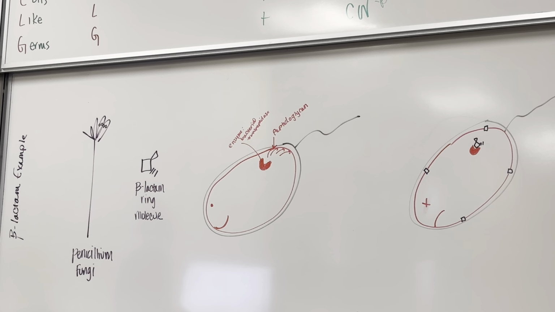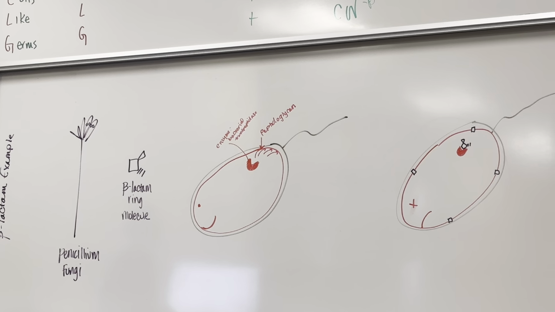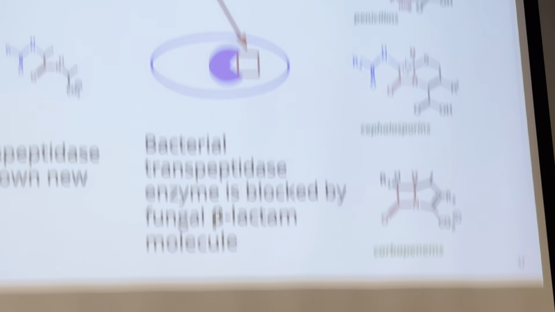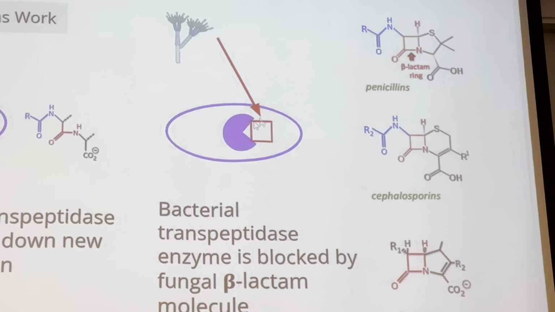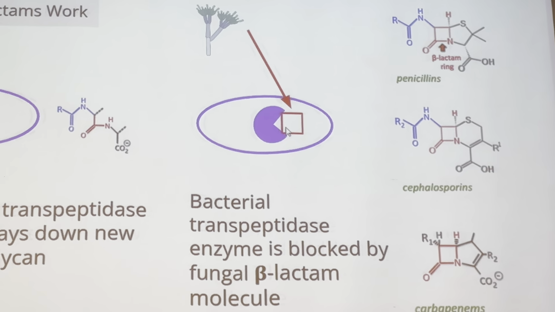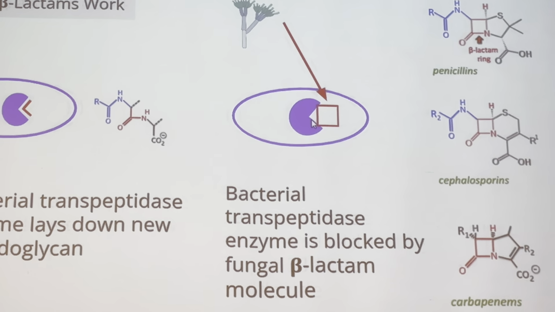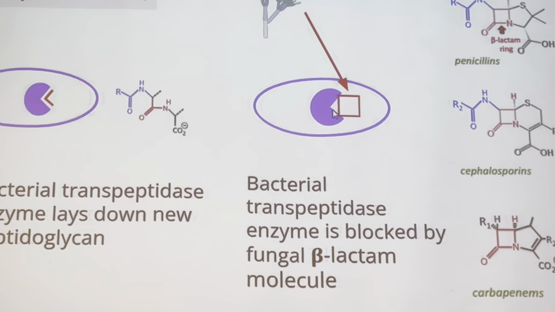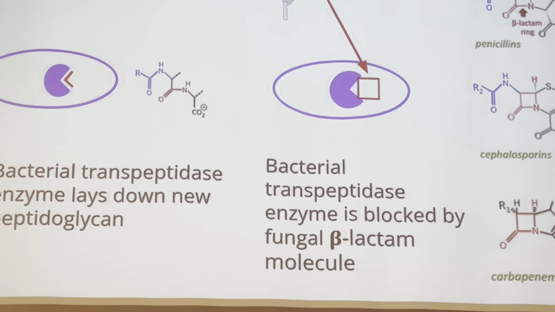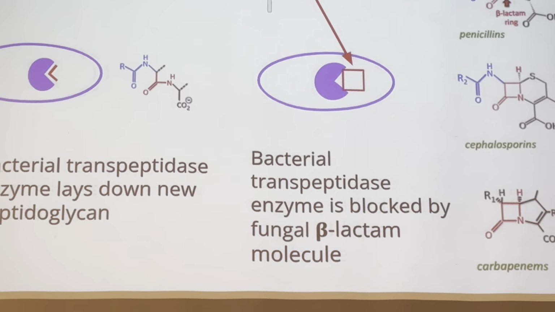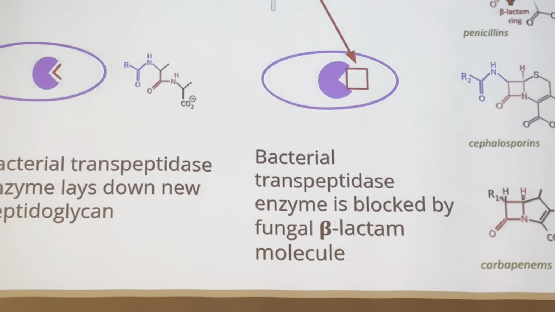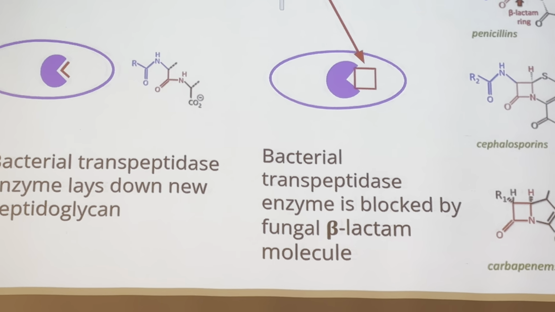Here are the rings. Here are the different cephalosporins, carbapenems. Here's the ring that the bacterial transpeptidase enzyme will bind, blocking its active site. Is it always a 4-carbon ring? It's always a 4-carbon ring. That's what the beta-lactam structure is.